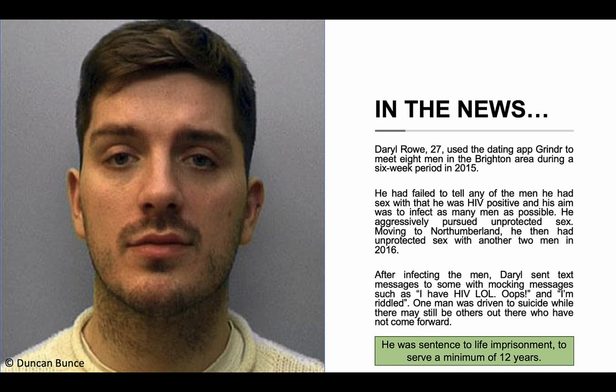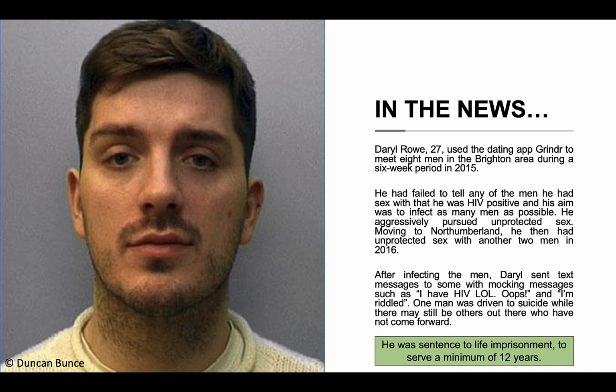And unfortunately as well, we don't know quite exactly how many men he may have infected, because not all have come forward for one reason or the other. But horrible sort of person. One you can see there, one of the victims was driven to suicide, and quite clearly this is a section 18, given a life imprisonment, a life sentence, to serve a minimum tariff of 12 years.